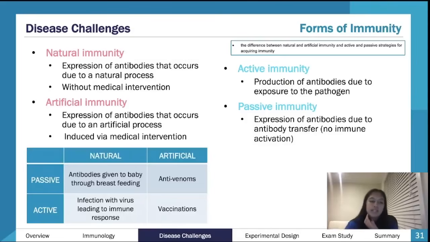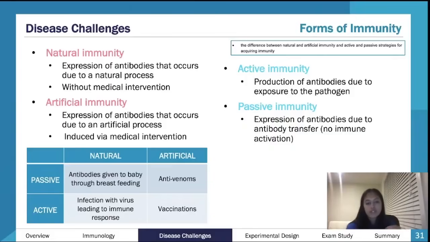So a really common example that they use is in terms of your natural immunity. Your natural active is like your typical thing that we looked at. So you're infected by a pathogen and you mount a response, you have antibodies as a result. That's your natural active immunity. Your natural passive immunity is when you are given antibodies through breastfeeding or through your mother that way. Because it's natural, because it happened without medical intervention, but it's passive because the antibodies have been made by your mother and not by yourself.